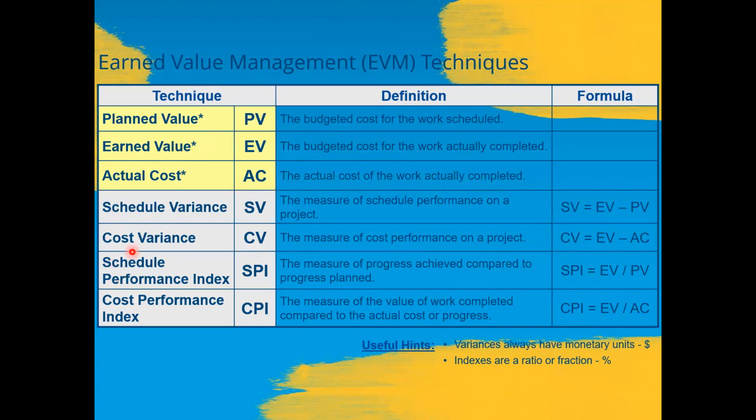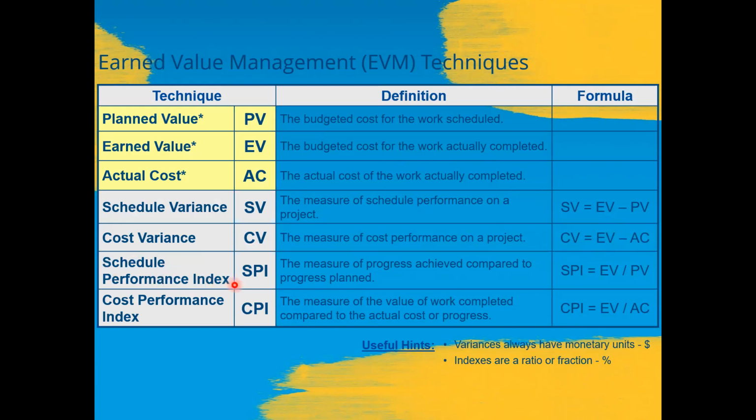We have a few more concepts here, like schedule variance, SV. It is the measure of schedule performance on a project. How do we calculate it? SV can be calculated by subtracting the planned value from the earned value. Then we have cost variance, as the name implies. This is the measure of the cost performance on a project. How can we calculate it? We subtract the actual cost from the earned value.